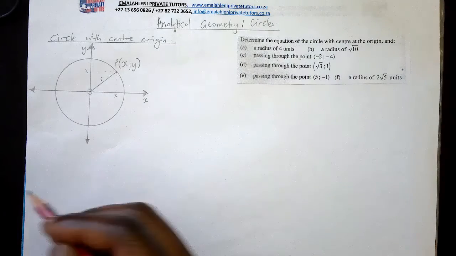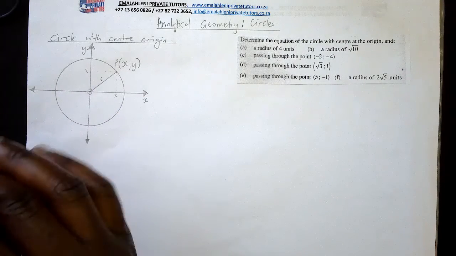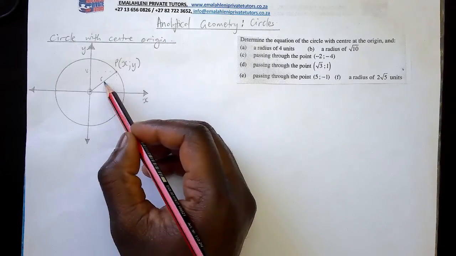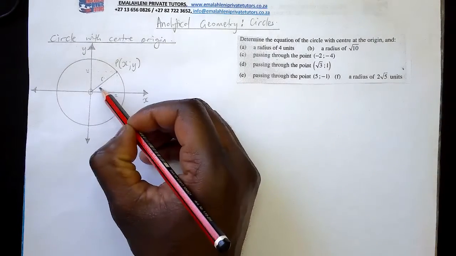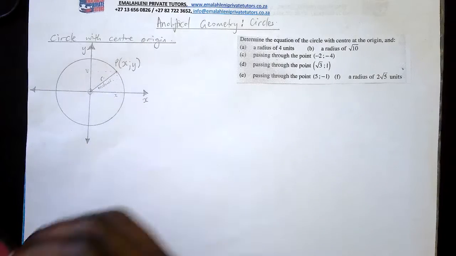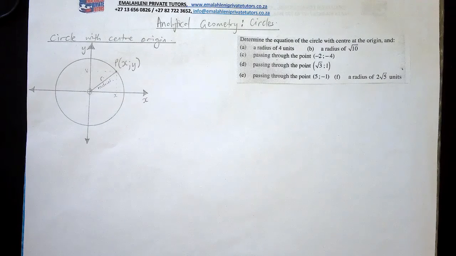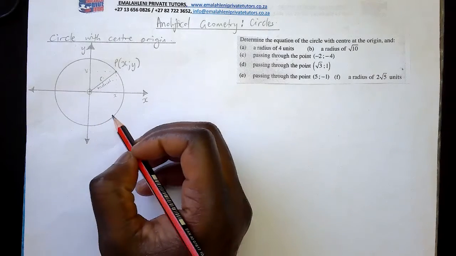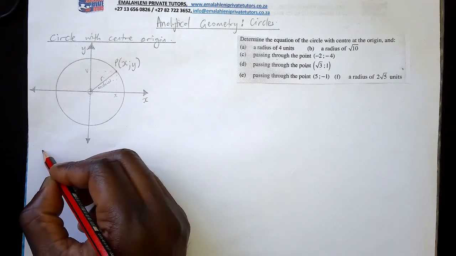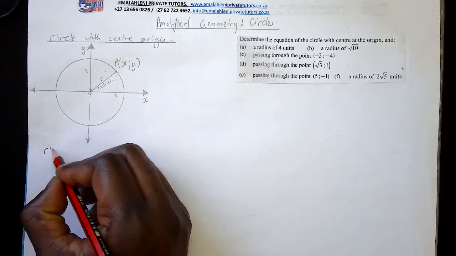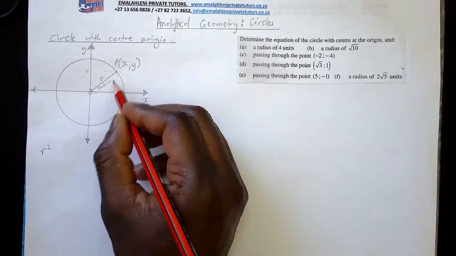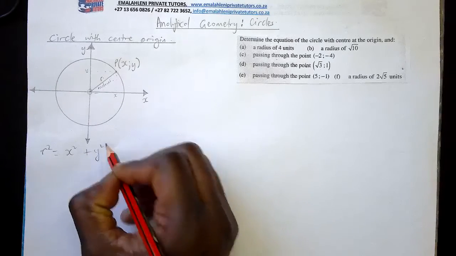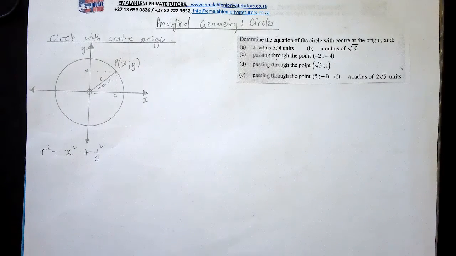So what happens now is that the R we are looking for is our radius. So this is the radius, okay? The distance from the center to the circumference. Now, how do we get that radius? We're going to use Pythagoras theorem here. So R squared is going to be equal to X squared plus Y squared. So this is actually the equation of the circle.